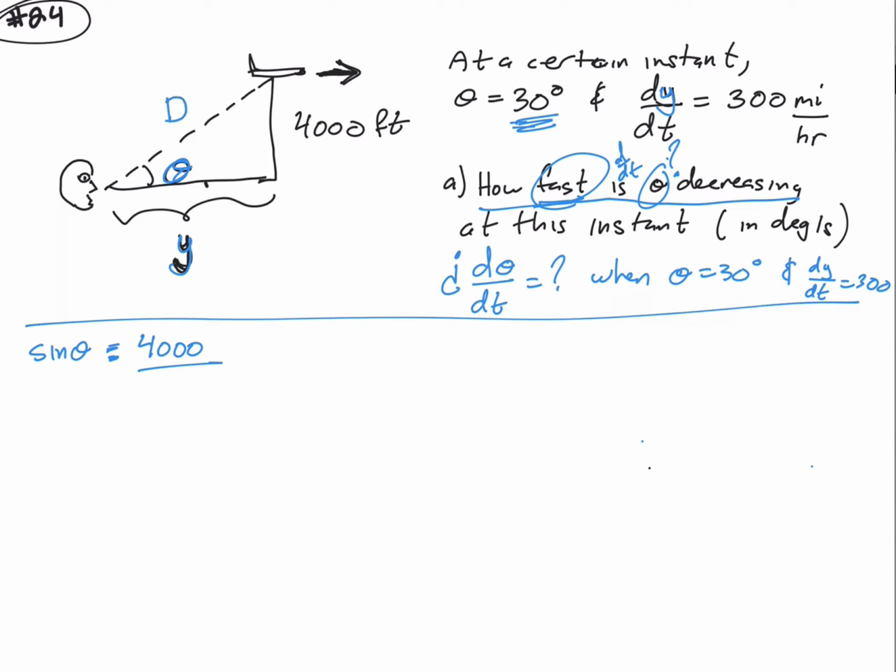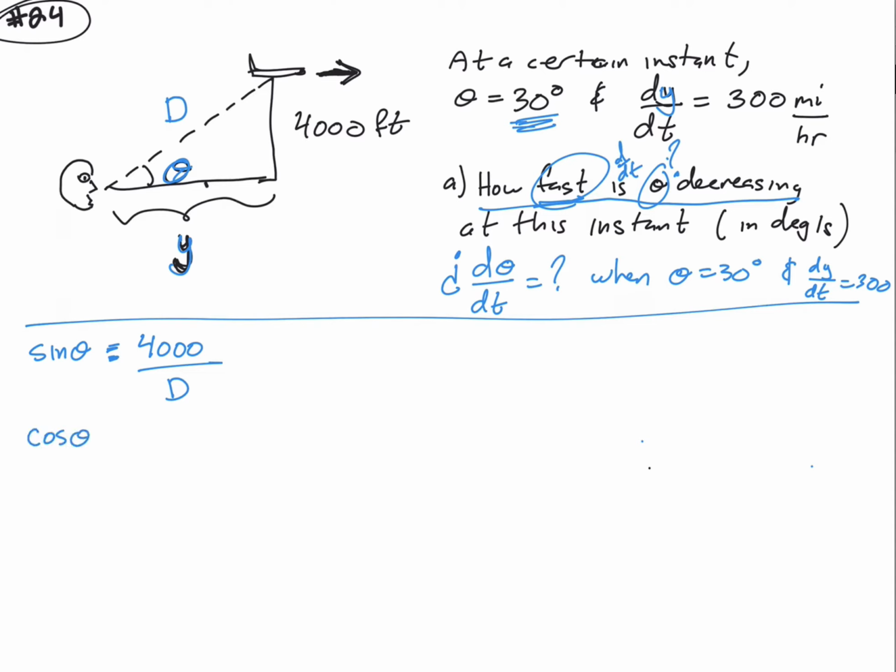X for the hypotenuse. First Y for the horizontal distance, then X for the hypotenuse. Okay, let's just call it big D for distance. So 4,000 over D, right? Which we know nothing about, yes? But we at least know that it's changing, right? It's not constant. Okay, that's one option.